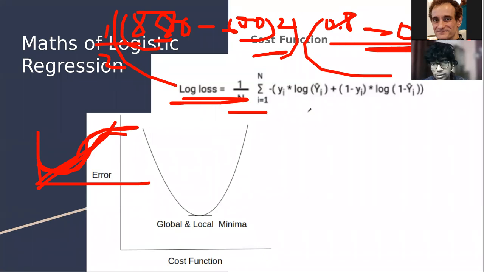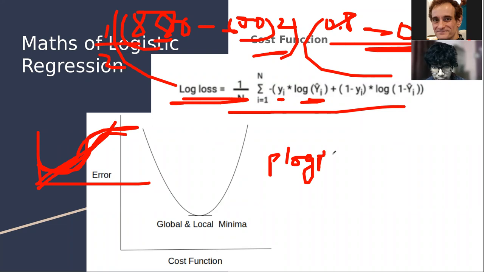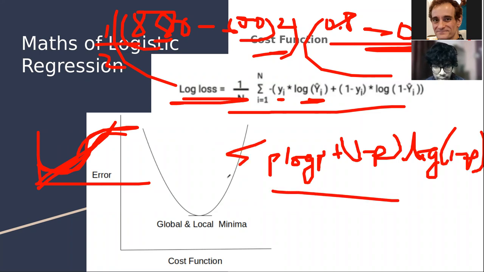So this is the cost function. Don't get into the derivation, just remember it. If you have the time and energy, try to Google cost estimation, log loss, and you get a lot of material, but this is what it is. You have y_i as the actual value and log of the predicted, and then the one minus term. Or another common form: p log p plus (1 minus p) log (1 minus p). Good enough. Sum over all the points from 1 to n and average it out by dividing by n. This is the log loss function.